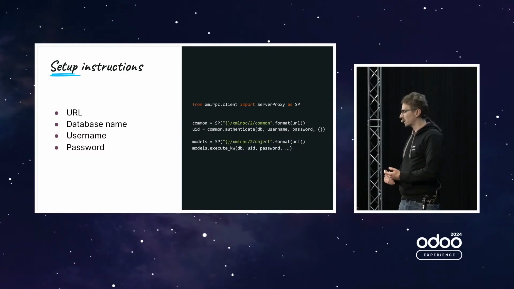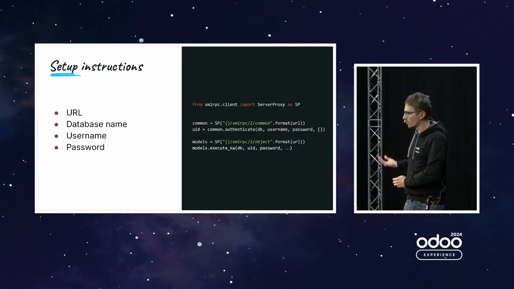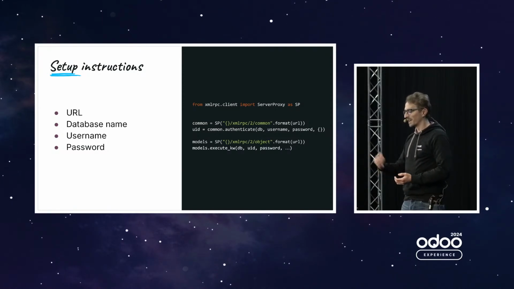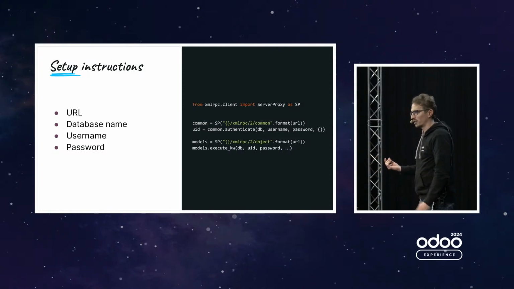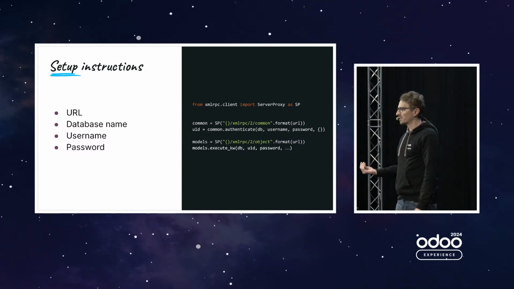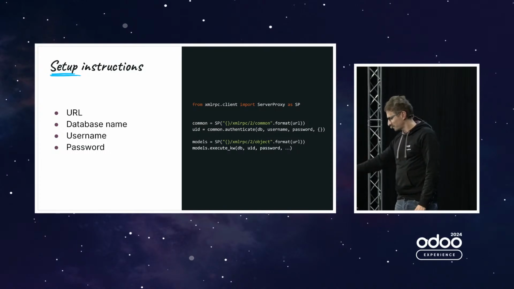You can then create a proxy for the common URL, use that to authenticate yourself and obtain the user ID, then create another proxy for the object URL and use that proxy with all the other data to call the execute_kw method.